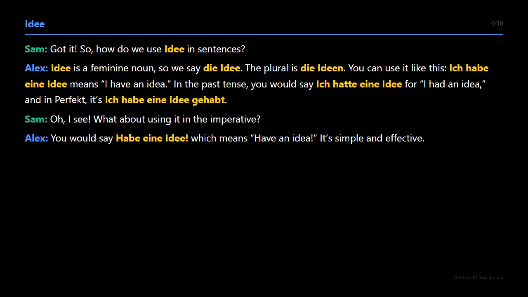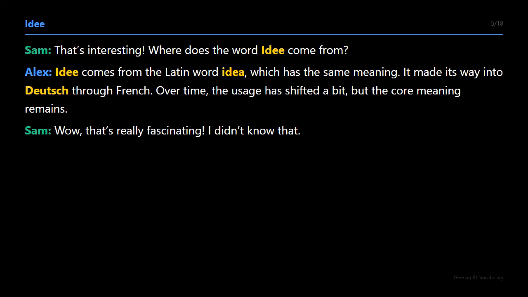That's interesting. Where does the word Idee come from? Idee comes from the Latin word idea, which has the same meaning. It made its way into Deutsch through French. Over time, the usage has shifted a bit, but the core meaning remains. Wow, that's really fascinating. I didn't know that.